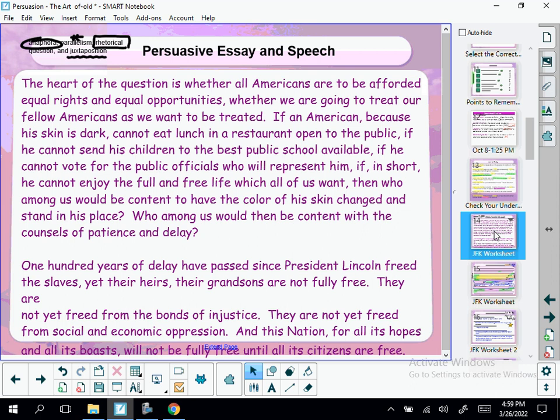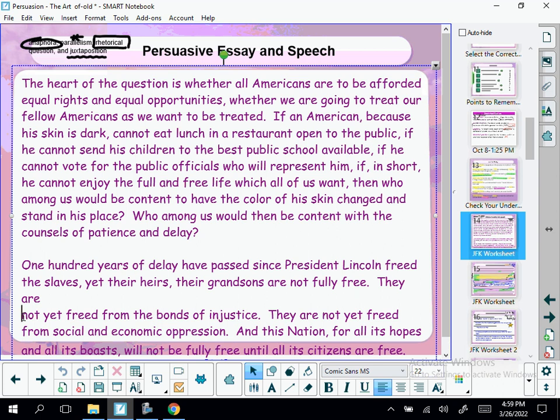100 years of delay have passed since President Lincoln freed the slaves, yet their heirs, their grandsons, are not fully free. They are not free from the bonds of injustice. They are not yet freed from social and economic oppression. And this nation, for all its hopes and all its boasts, will not be fully free until all of its citizens are free. Okay?